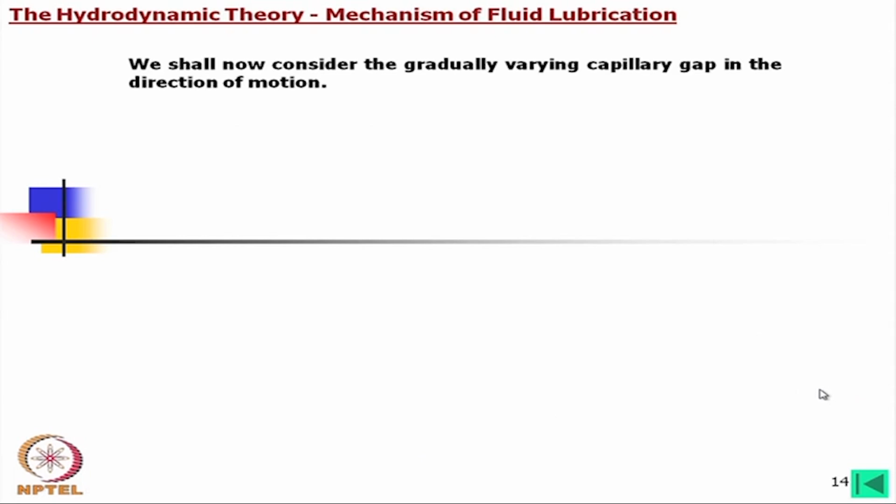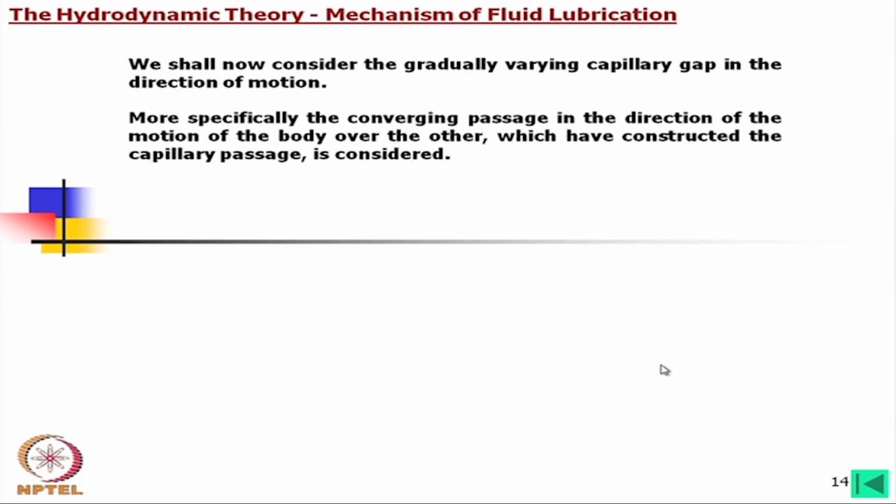We shall now consider the gradually varying capillary gap in the direction of motion. Earlier, we found that there is no variation in the gap, a uniform capillary passage. Now, we shall consider the capillary gap is varying. More specifically, the converging passage in the direction of the motion of the body over the other, which have constructed the capillary passage, is considered.